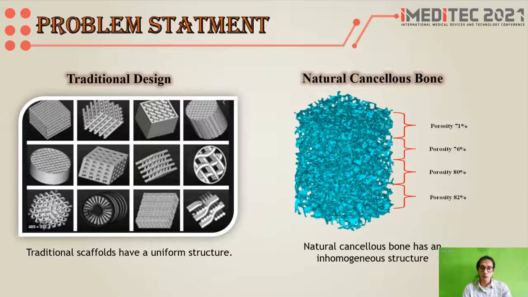So, the problem statement in the study: the development of bone scaffold morphology such as porosity, pore size, trabecular thickness, and trabecular separation are very important because they greatly affect the permeability and modulus of elasticity of the scaffold. In general, traditional scaffolds have a uniform structure. However, natural cancellous bone has an inhomogeneous structure where the porosity and pore size change spatially.